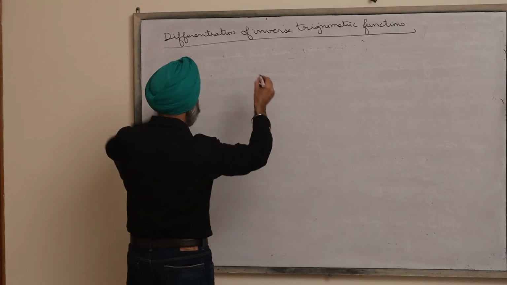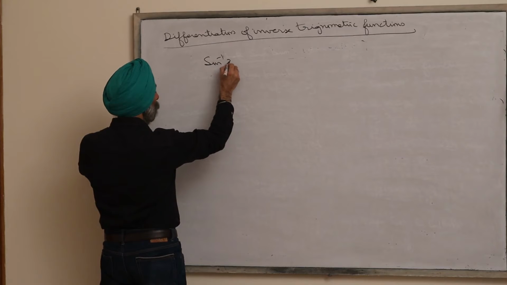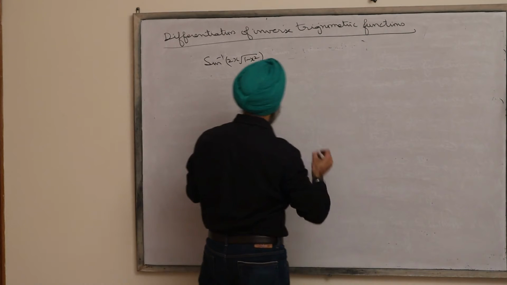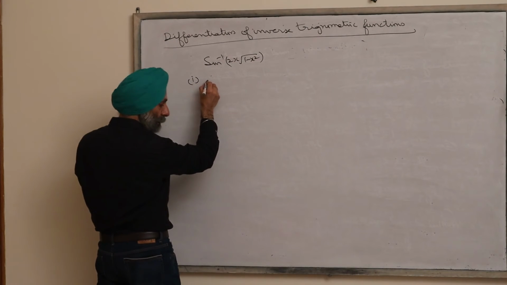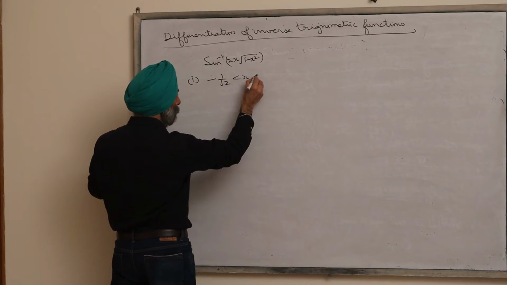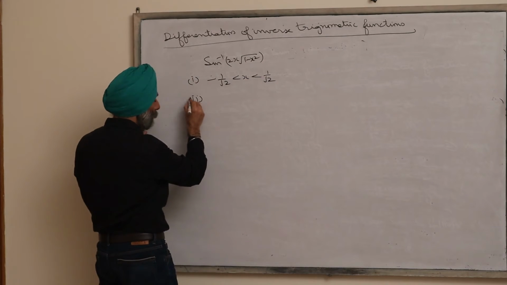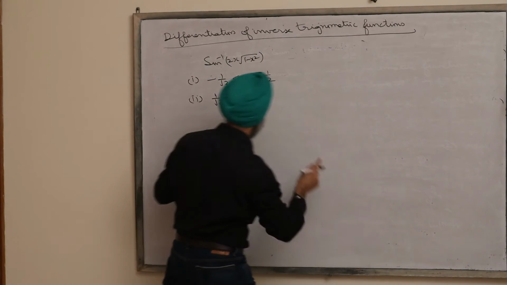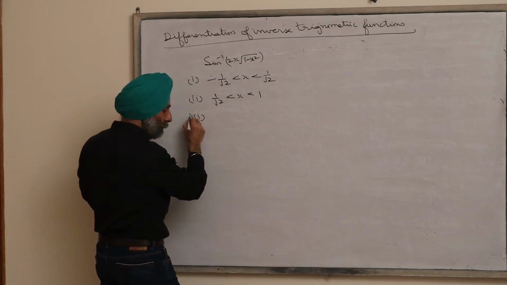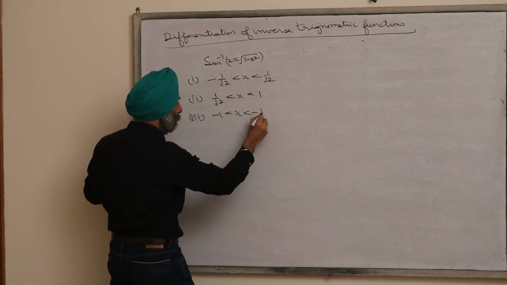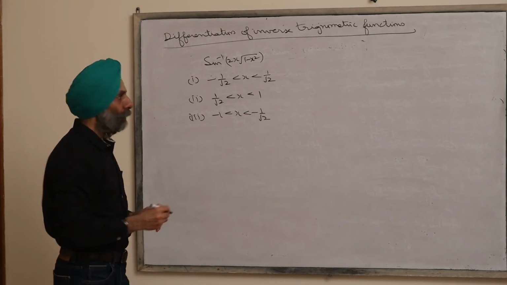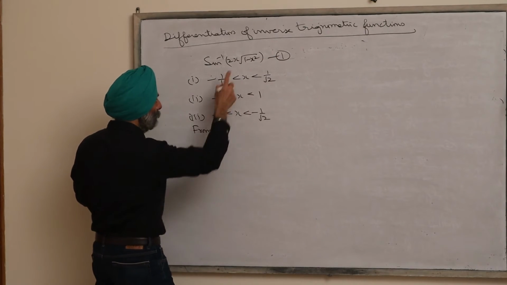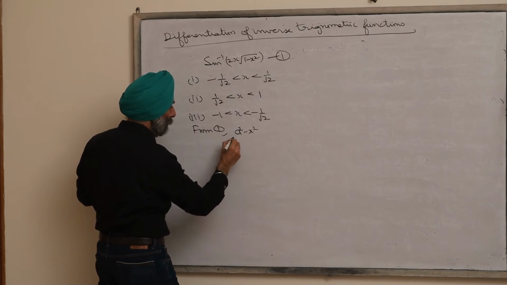Now next is, for example, differentiate sine inverse of 2x into under root of 1 minus x square. Now under three different cases: first is when x belongs to minus 1 over root 2 to 1 over root 2. Second case, when x belongs to 1 over root 2 to 1. And the third case is when x belongs to minus 1 to minus 1 over root 2.